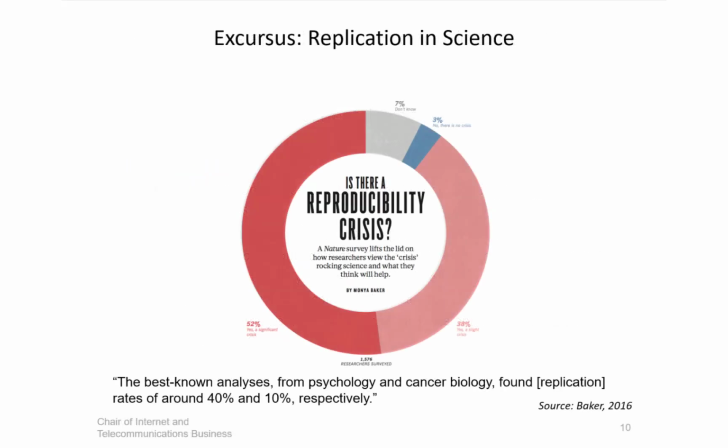So quickly, going to a small excursus, where what we say is that replication in science is important, but there's a massive problem of replicability of results. And they find that in psychology and cancer biology, the replicability rates were around 40 and 10%, which is quite low.